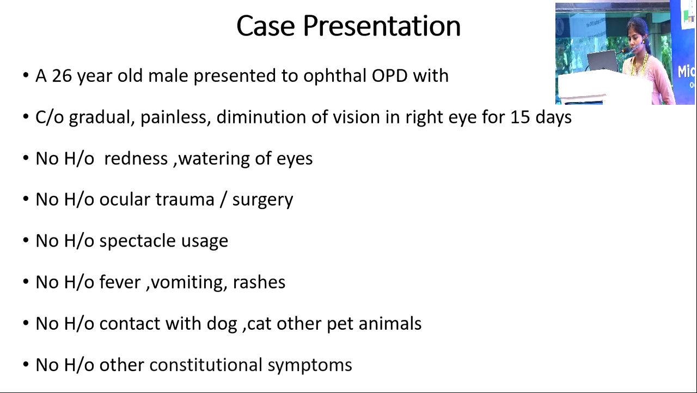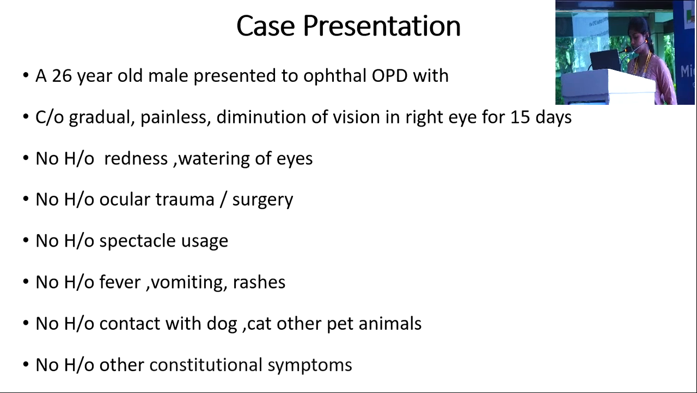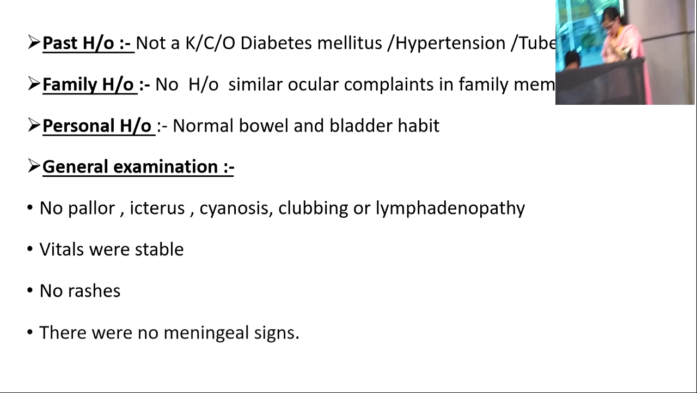Coming to the case presentation, a 26-year-old male presented to ophthalmology with complaints of gradual, painless diminution of vision in the right eye for the past 15 days. There was no history of redness, watering of eyes, ocular trauma or surgery, spectacle usage, fever, vomiting, rashes, or contact with a dog, cat, or other pet animals. There were no other constitutional symptoms.